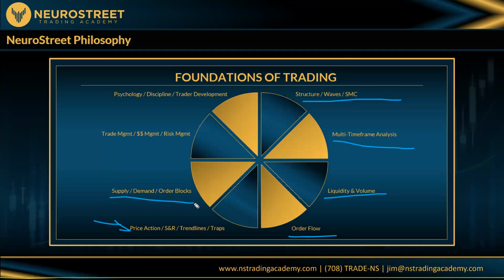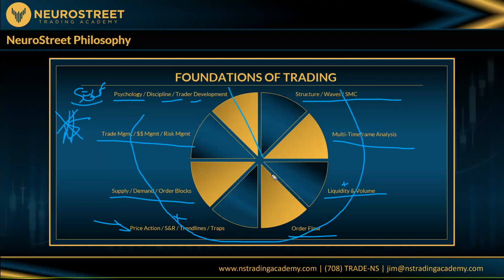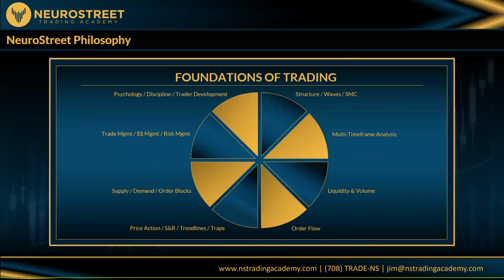Supply and demand and order blocks, which kind of pair together. And then trade management, risk management, money management. Because if you can't manage the money, you can't make money. And then there's psychology, discipline, and trader development. Because if you can't manage yourself, then all of this goes out the window. Then it's just all pointless. Because if you can't control yourself, at least to some degree, we're in trouble.